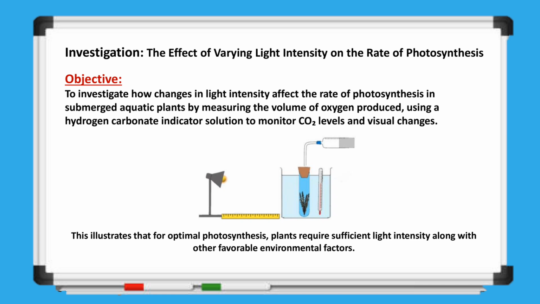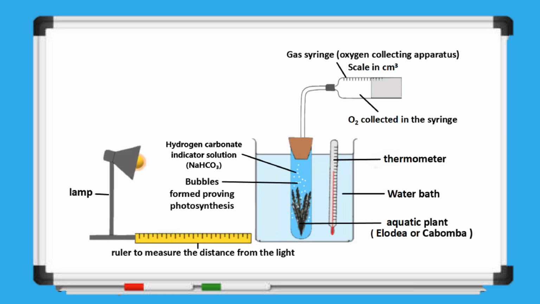We will measure the amount of oxygen produced by the plant and also observe color changes in a carbon dioxide indicator solution, which tells us how much carbon dioxide is being used up. Both of these give us clear evidence of the rate at which photosynthesis is happening. This also reminds us that while light is important, it is just one of many environmental conditions needed for photosynthesis to take place effectively. Now let me quickly explain how we will set up our experiment.